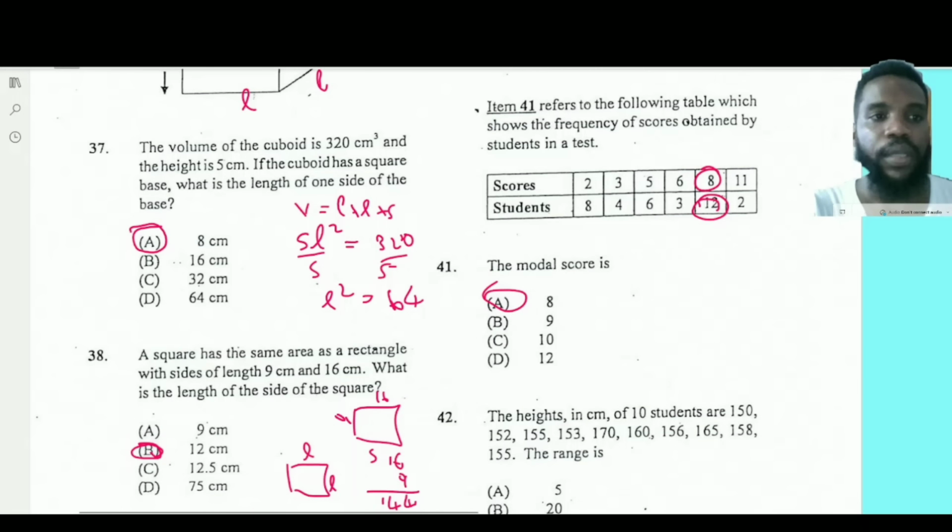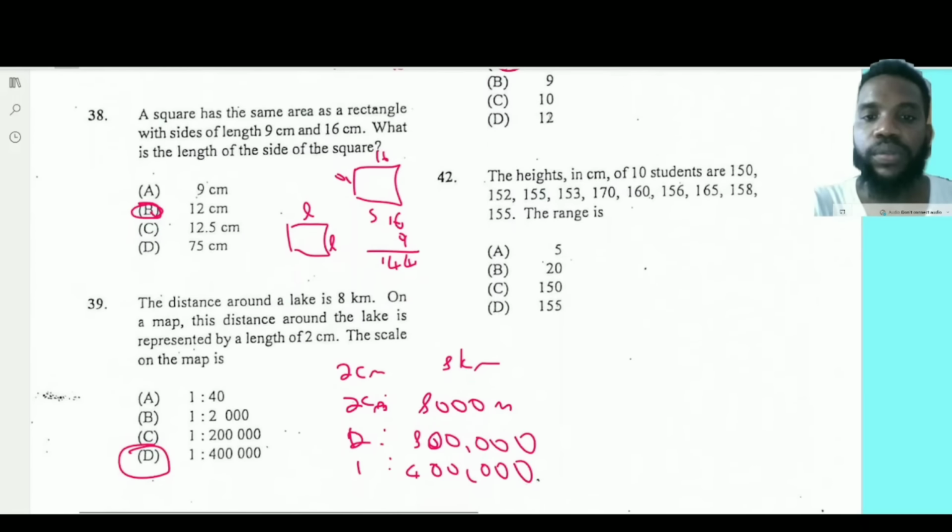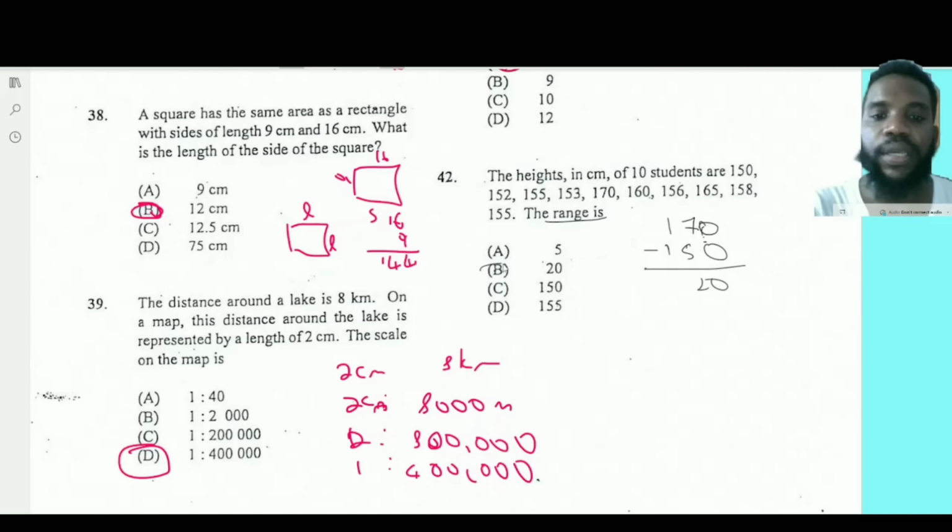Alright, 42. The heights of 10 students are given down there. What they're asking you for is the range. Range means the highest value minus the lowest value. The highest value looks to me to be 170, and the lowest value looks to be 150. So to get the range, we subtract them, which gives me 20. So the range is B as in boy.